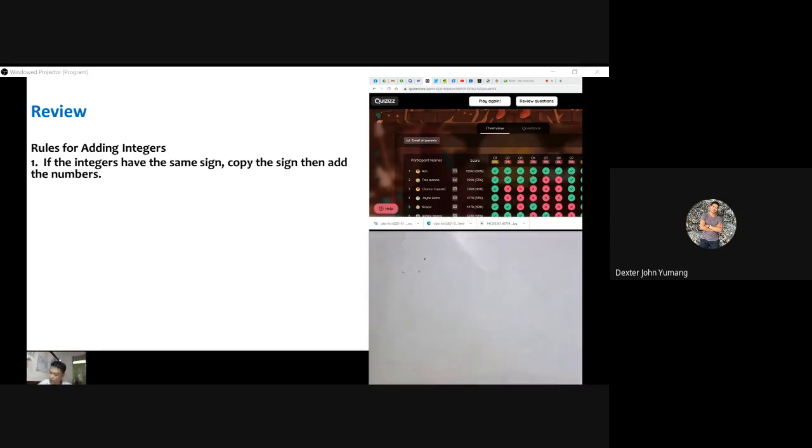That's the rule. Kapag ganito naman, negative 5 plus negative 8, i-add mo lang kasi the same sila ng sign. Negative 5 is negative, 8 is negative also. So therefore, 5 plus 8 magiging 13. Then copy the sign. Okay? That is the scenario here.